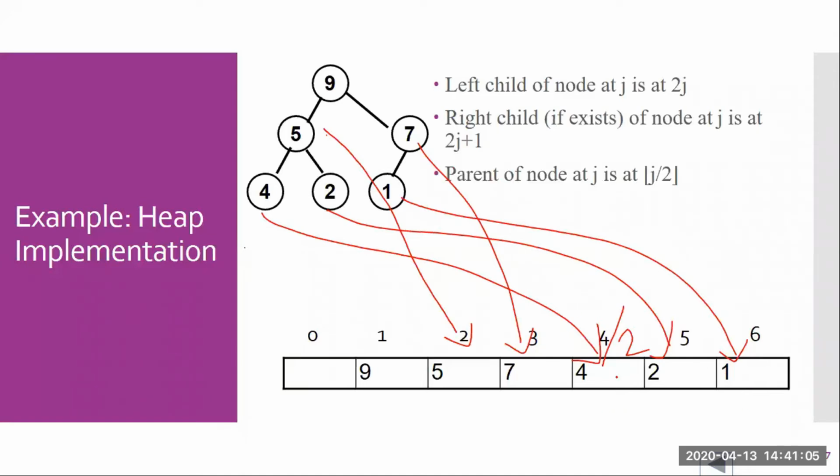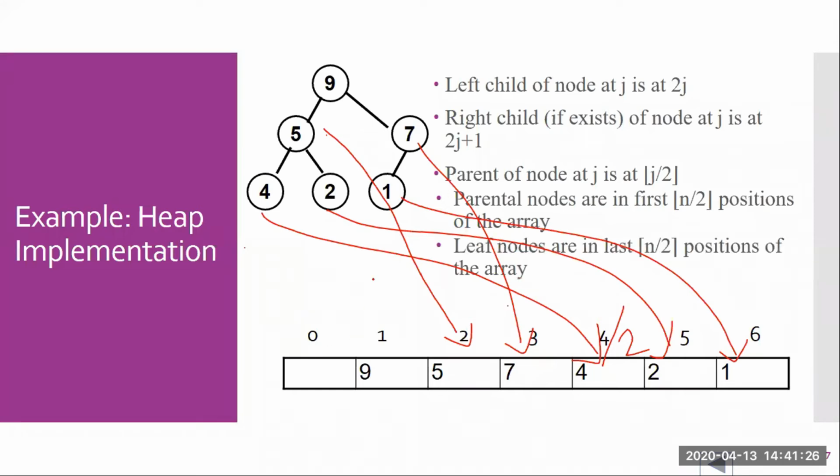And the parent of j is always present at j divided by 2. So 2 divided by 2 is 1, so the parent of 5 is in the first position. We are starting from 1 till n and not from 0, so that we don't get confused with the positions when we are doing heap and heap sort. Parental nodes, you should know, are in the first n by 2 positions of the array. If the array size here is 6, 6 by 2 is 3. So all the parental positions are in the first half, and the last half will contain all the child nodes.